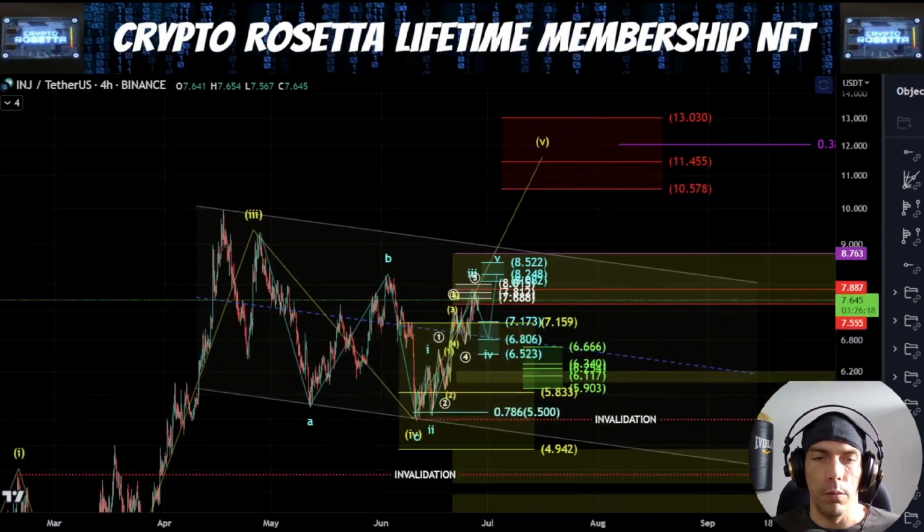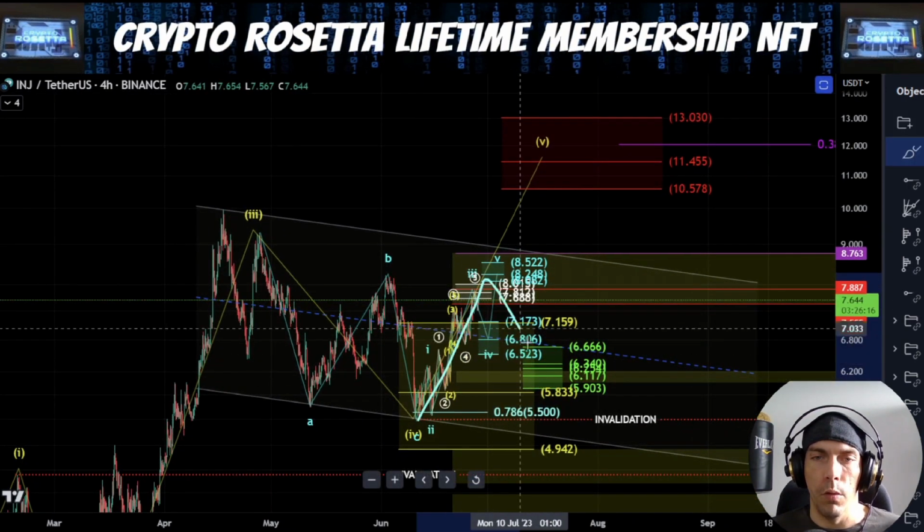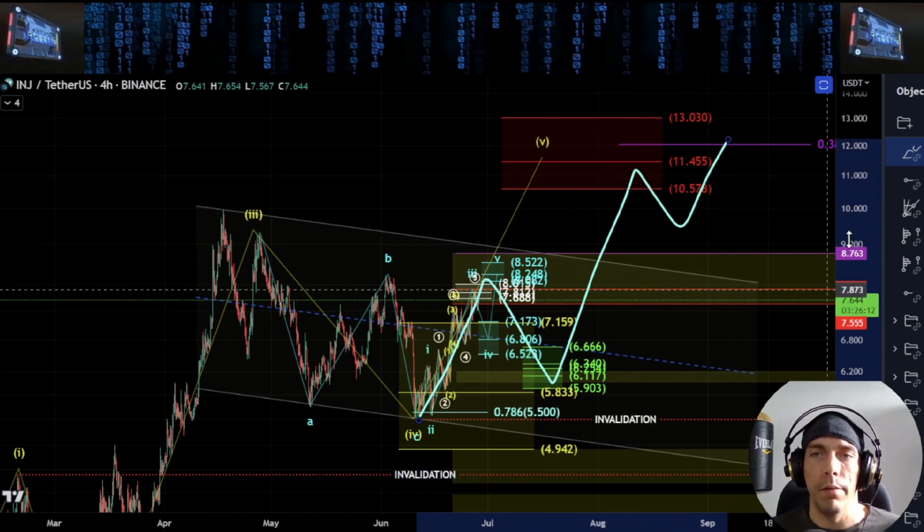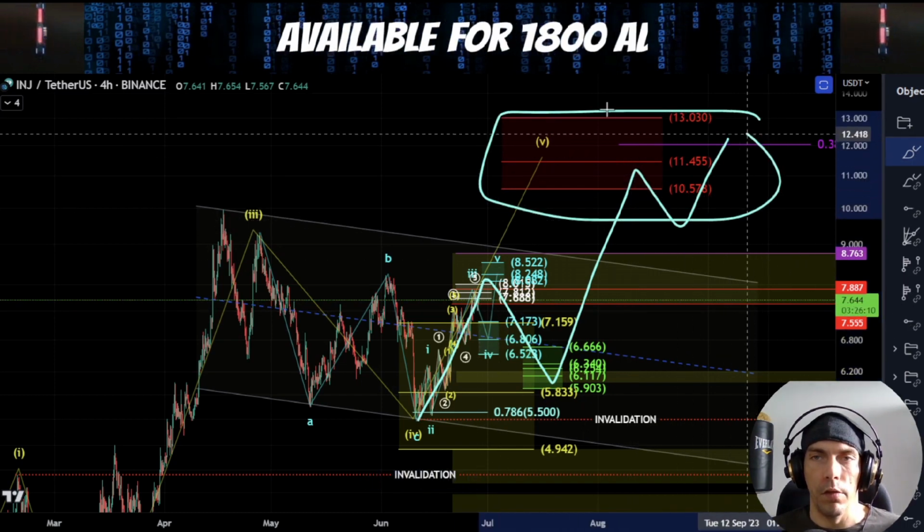So what we'd be looking for effectively would be something like this to form wave 1, come back down for wave 2, get a wave 3 up, 4, and 5, which would align with coming into this higher zone.